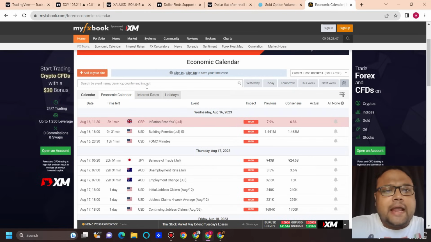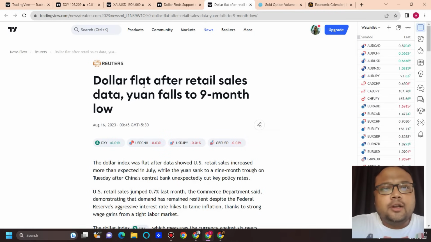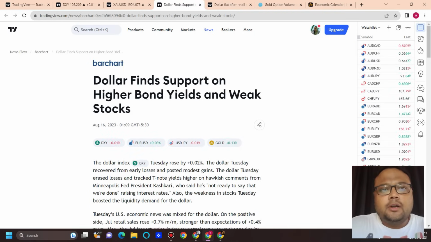This is the economic calendar, and you can see that there are 15 hours left for the FOMC. While I'm recording, just go to any economic calendar, change the time zone, and see when the news is coming out in your country. You can see here: dollar flat after retail sales data. Yuan falls to 9-month low.